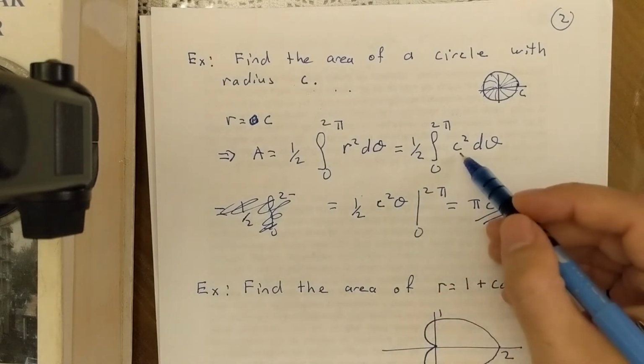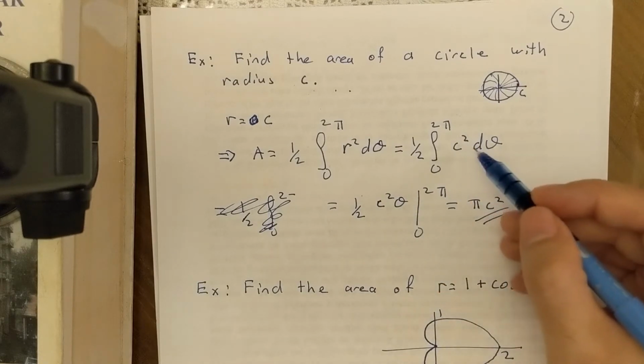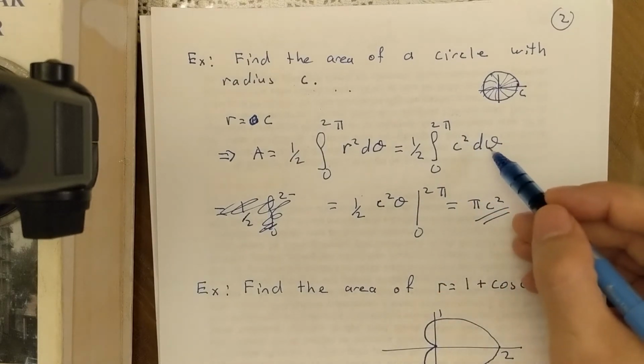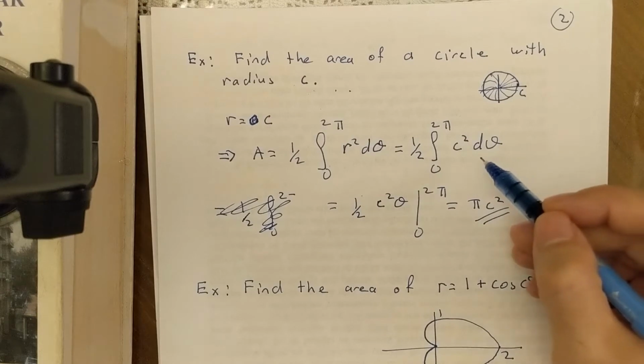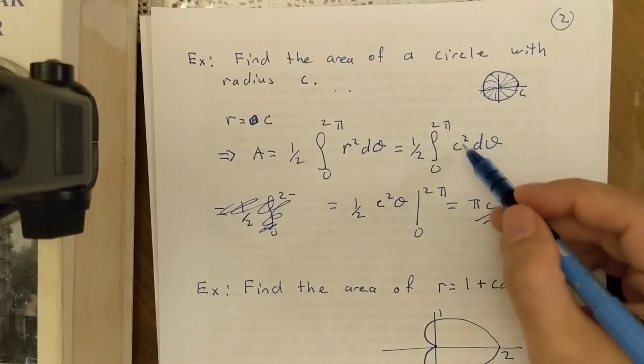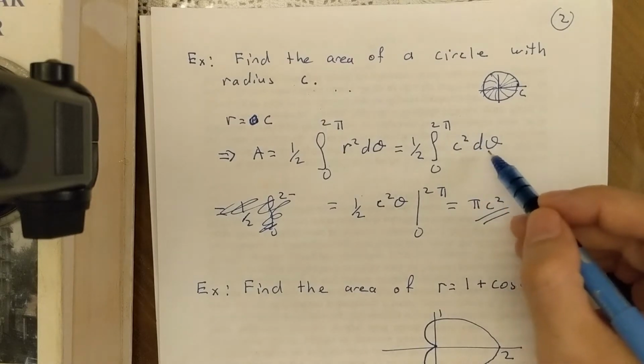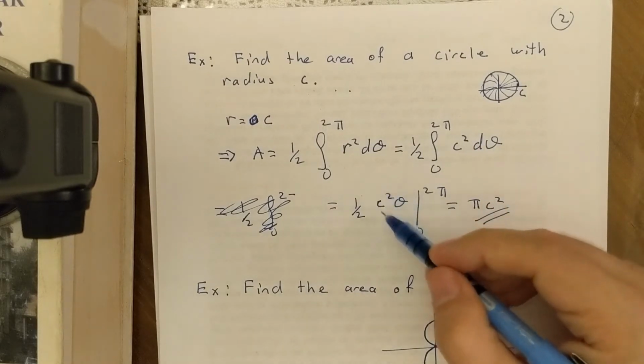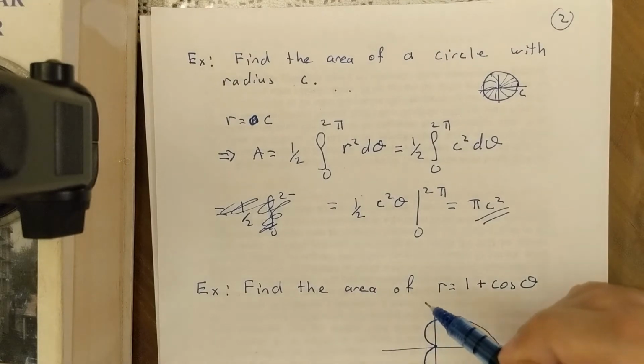Now a frequent mistake here is that instead of writing 1/2 c squared theta, people write c cubed over 3. It's not c cubed over 3. c is a constant. We're integrating with respect to theta. We're not integrating with respect to c. So that's very important to keep in mind. This is a constant, so the integral of a constant is constant times the variable. The variable here is theta. So we have c squared theta. There was a 1/2 there.